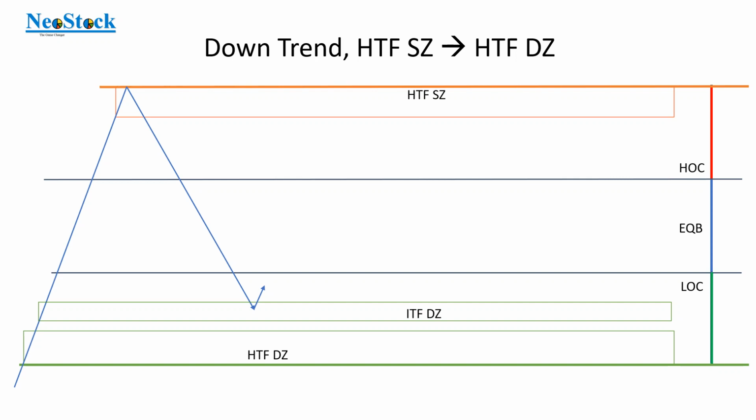You have to plan short trades only when ITF price direction is from ITF supply zone to the ITF demand zone. At present, ITF price direction is ITF demand zone to ITF supply zone. In such kind of situation, you cannot plan short trades, even though the trend is downtrend. Even though HTF price direction is from HTF supply zone to HTF demand zone, you cannot plan your trades even in low on the curve, even in the equilibrium, or even in high on the curve.